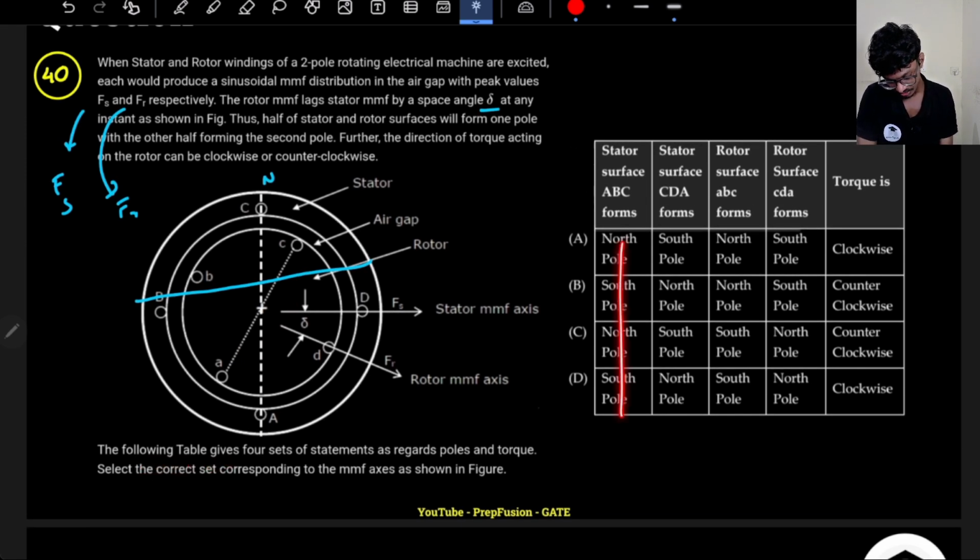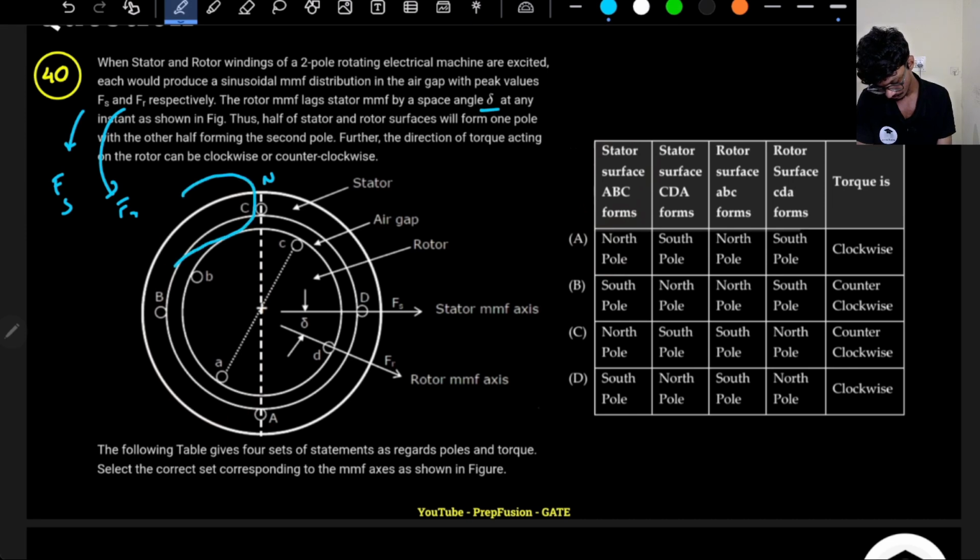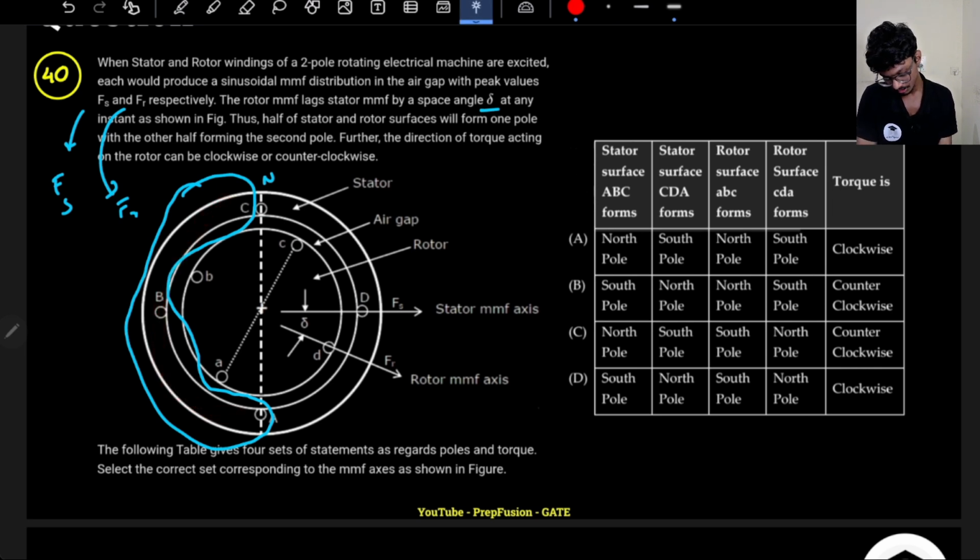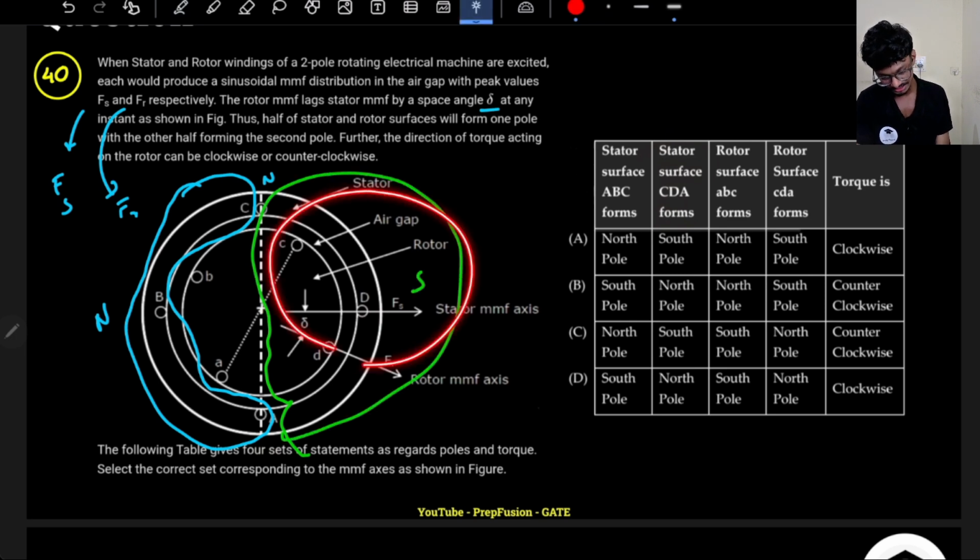The following table gives four sets of statements regarding poles and torque. Select the correct set corresponding to the MMF axis as shown in the figure. They are telling me that stator surface ABC forms the north pole. ABC is here, this is one half. And stator surface CDA, where C is here, D is here, A is here, will form the south pole.